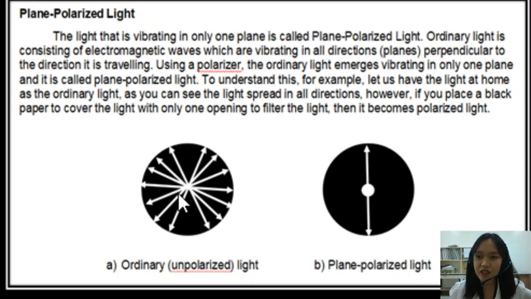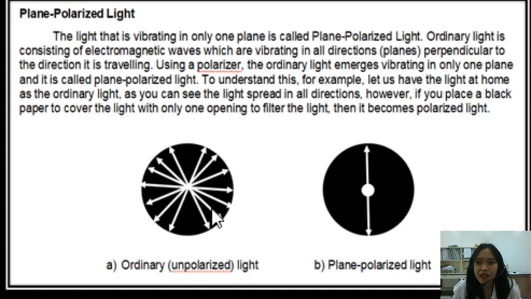So sa lahat ng directions, meron siyang electromagnetic waves traveling in all directions perpendicular doon sa kanyang totoong direction kung saan siya nagtatravel. So, saan ang direction niya? Dito sa gitna. Meaning, papunta sa observer. Kuha? Pero ang ordinary light, ang kanyang mga electromagnetic waves are vibrating in all direction. Kuha? So, iba-ibang direction siya.